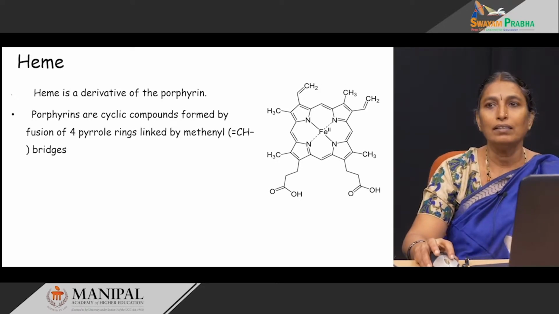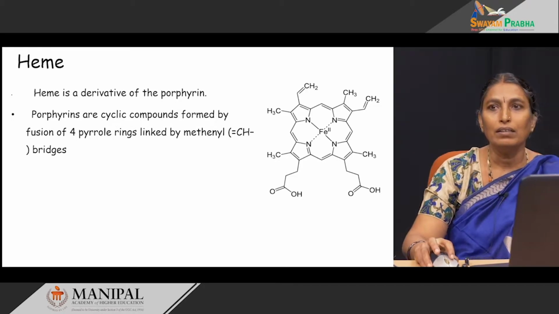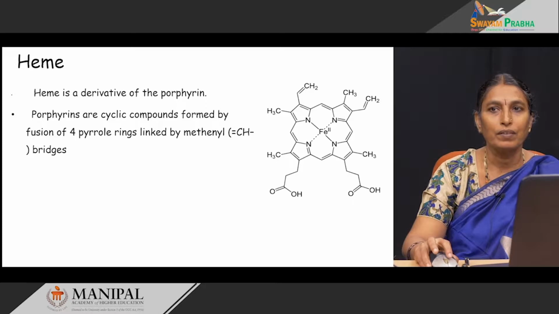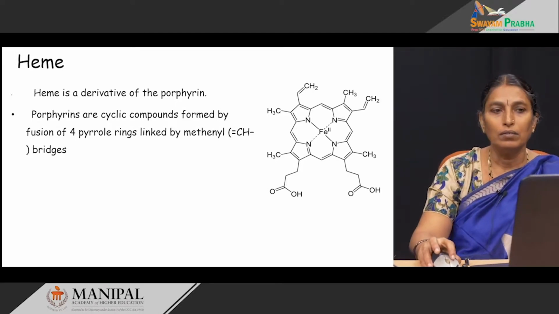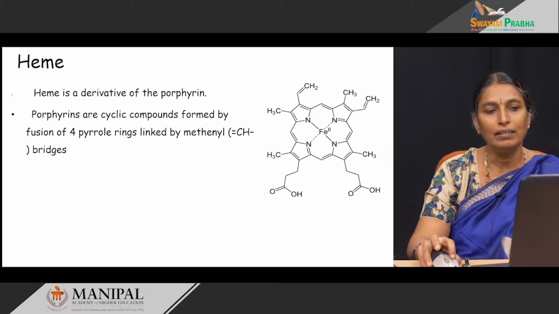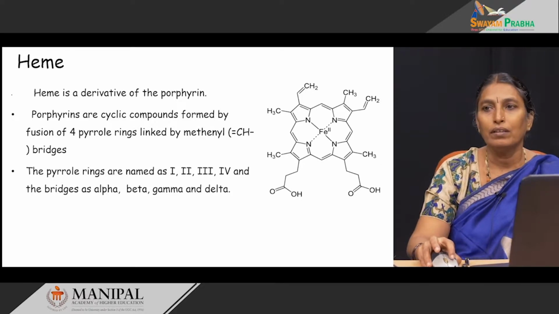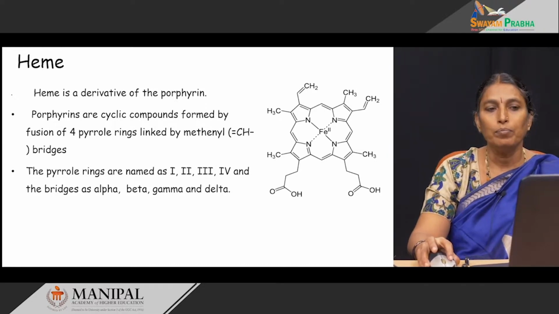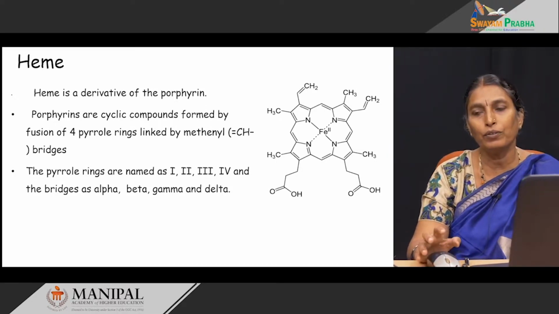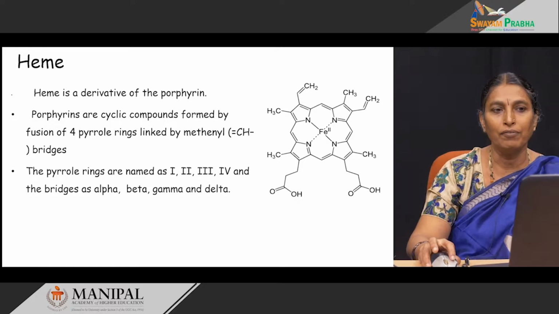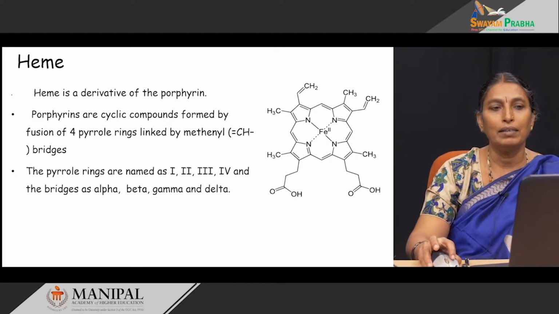These porphyrin rings are cyclic compounds formed by fusion of 4 pyrrole rings linked by methenyl bridges. These are the 4 pyrrole rings: ring A, ring B, ring C and ring D. They are also named pyrrole ring 1, 2, 3 and 4 instead of A, B, C and D. And these methylene bridges are alpha, beta, gamma and delta.